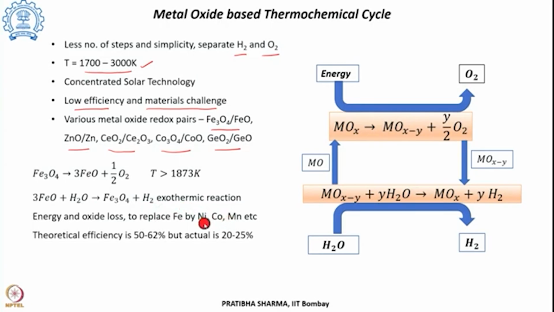Now the major issue with this reaction is that since it involves very high temperature, there are energy losses, and at the same time there are material-related losses. So the possible variations could be to replace iron by either zinc, nickel, cobalt or manganese. Although the theoretical efficiency of this cycle is high, 50 to 62%, in actual practice, because of these losses, it is restricted to 20 to 25%.